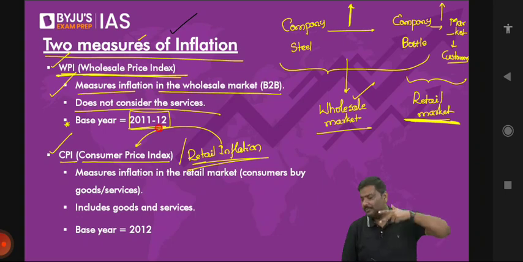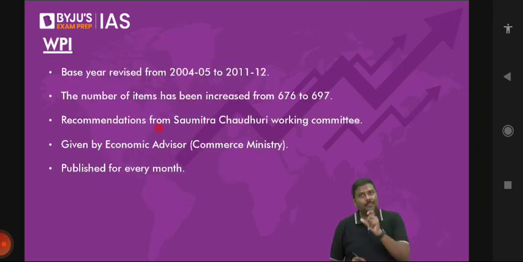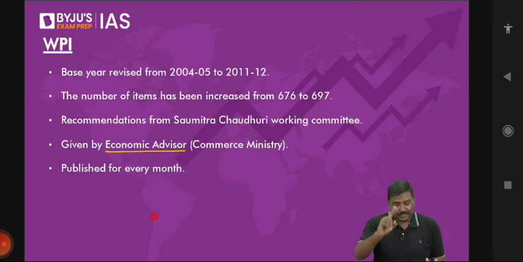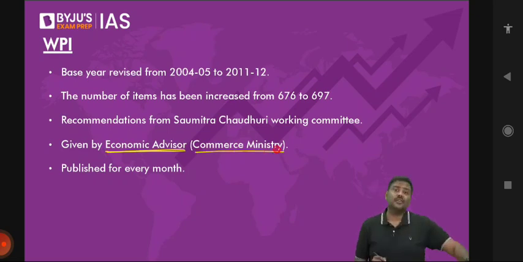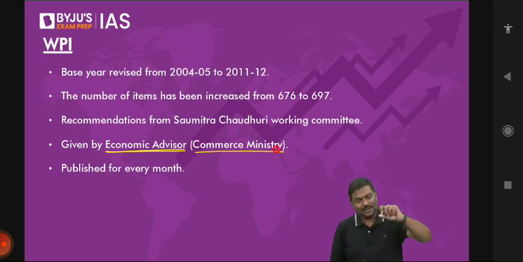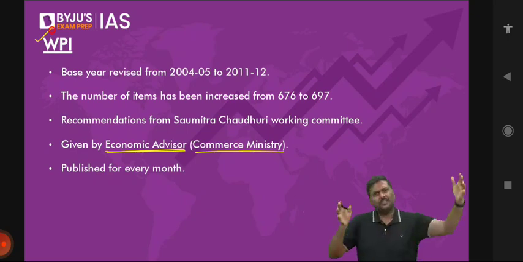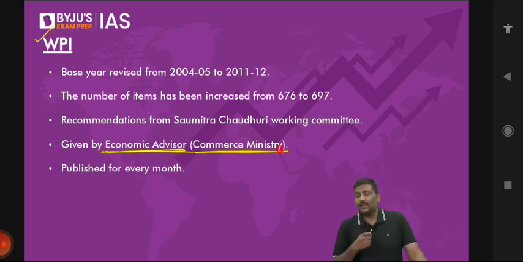And the fourth point: the WPI in India is calculated for every month and published by the Economic Advisor who functions under the Ministry of Commerce. For January, it has already been published. For February, it will come now, trust me, either today or by end of today, you will get the data. So WPI is published for every month, and for the full year also, by the Economic Advisor under the Ministry of Commerce.